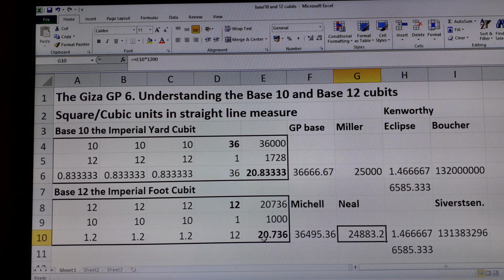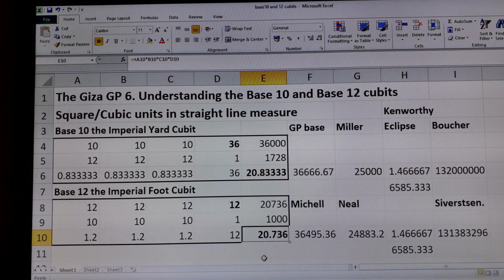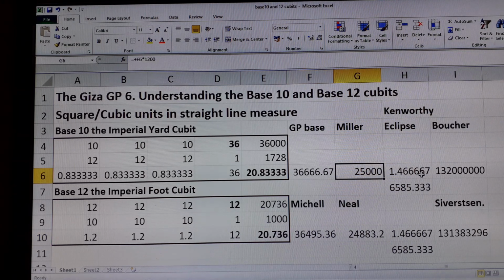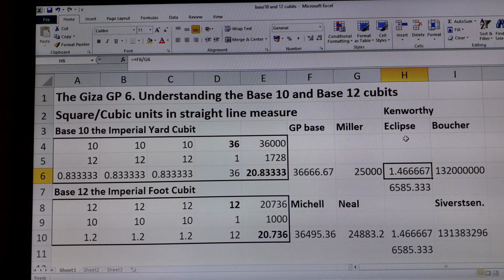And the same applies to Neal. And we know the Earth's circumference when this is 20.736 is 24883.2. Everybody studying metrology knows that. What they don't know is that divided by that gives this eclipse unit, which I discovered in my book Stonehenge, the Eclipse. I discovered it at Stonehenge. It's also in the imperial system.